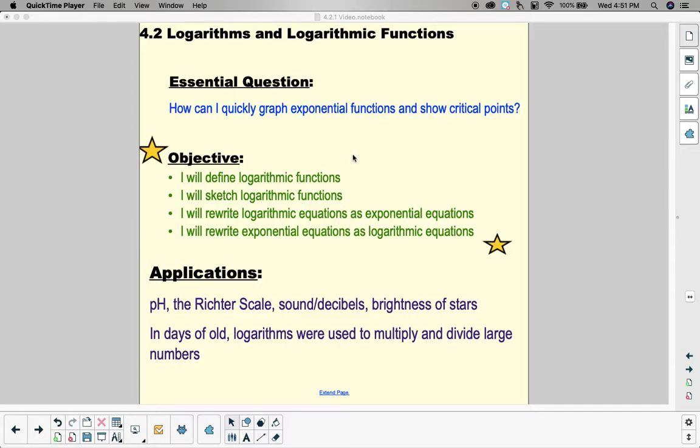Welcome to the first video in Chapter 4, Section 2. The topic of this section is logarithms and logarithmic functions. And the goal is to be able to evaluate logarithms and to graph logarithmic functions. So here the objectives are define logarithmic functions, sketch logarithmic functions, rewrite logarithmic equations as exponential equations, and rewrite exponential equations as logarithmic equations. In this video, we're going to see where logarithms come from.